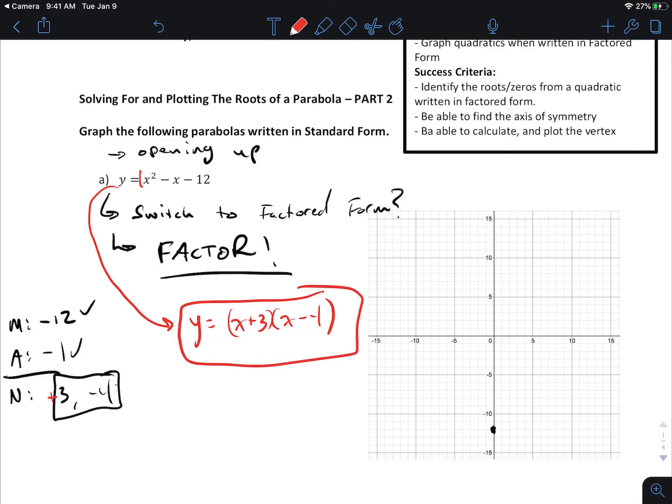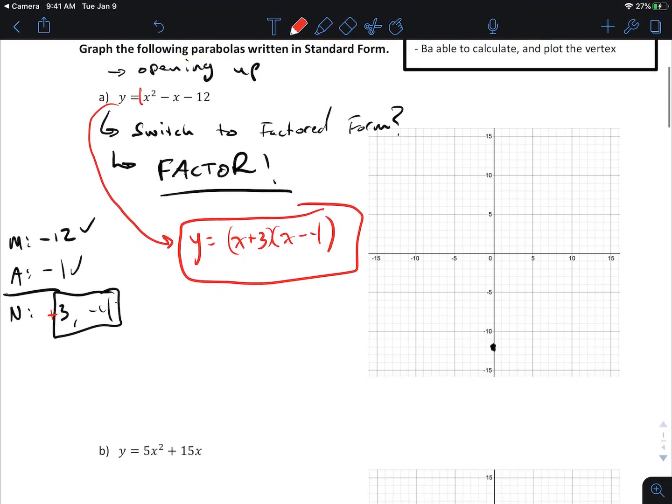Now what are the x-intercepts from there? Okay, so let's plot those. These are the x-intercepts. We're going to find negative 3, then I'm going to find 4. Where's the middle of those two? The next piece will be, let's find the axis of symmetry. We'll do that in blue.